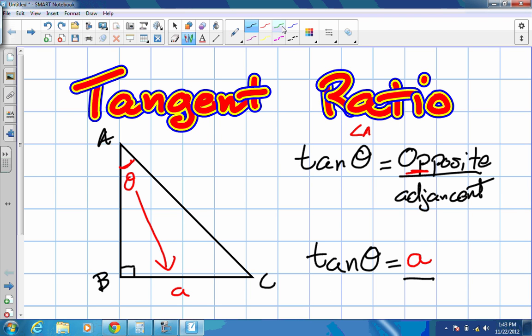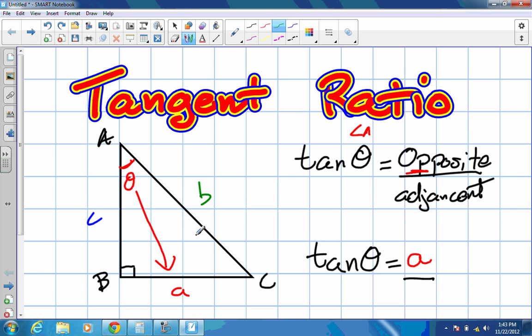I'm going to put the other two letters here. This will be a C, this will be a B. Okay? Now, this is a specific triangle. What type of triangle is this? Tangent ratio only works with right angle triangles. We cannot use this with a non-right angle triangle. Has to be right angle.